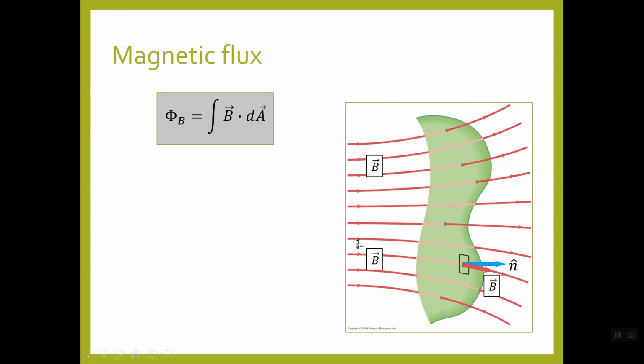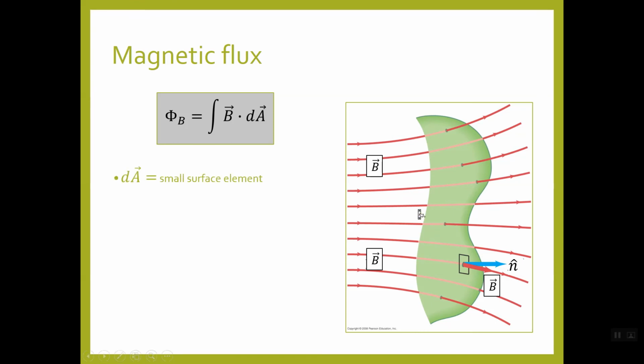For example, here we're in a region of space with a magnetic field B. We have some open surface in that space, and the magnetic field lines go through it. So the flux is telling us the amount of magnetic field lines going through that surface.